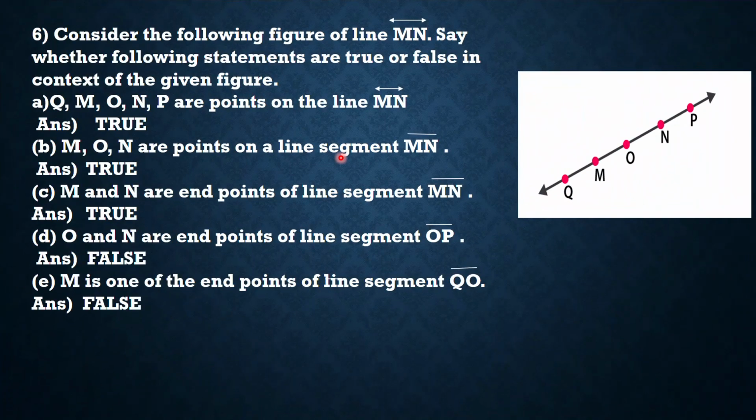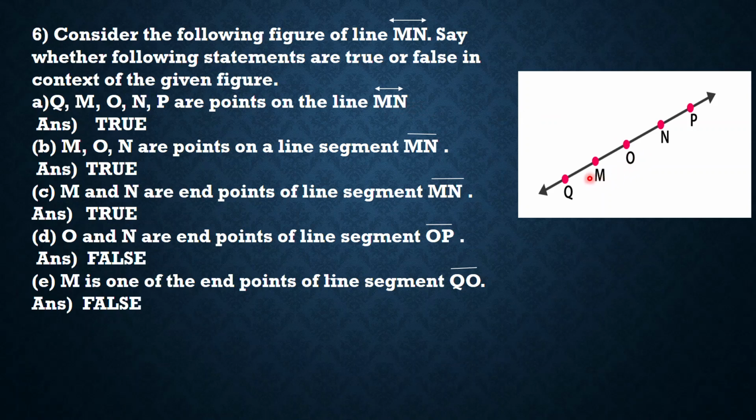Next, consider the following figure of line MN. See whether the following statements are true or false in the context of the given figure. Here they have given us a figure, a line with points Q, M, O and P. Let's see the questions and answer whether they are true or false. Q, M, O and P are points on the line MN.